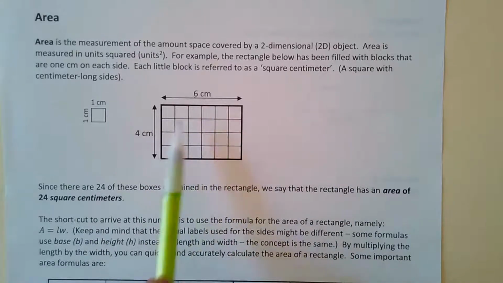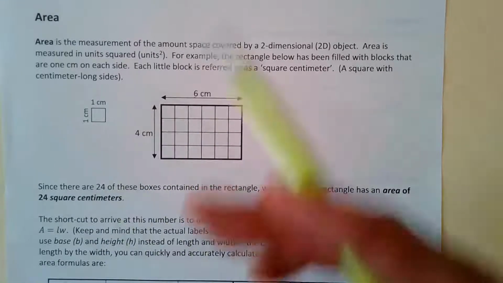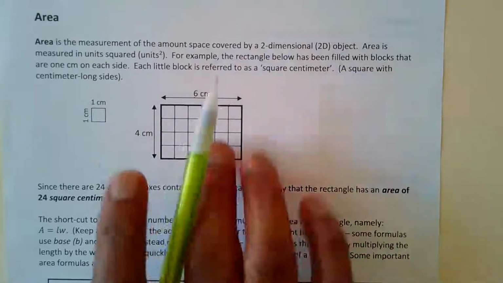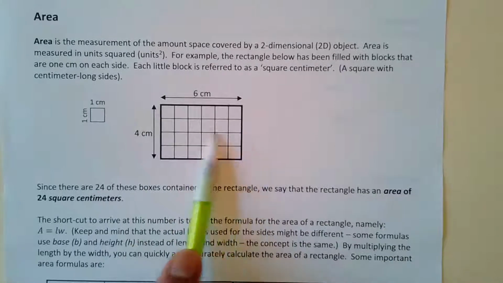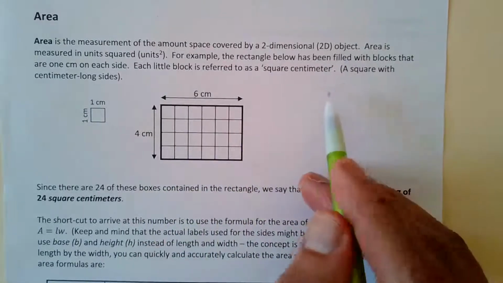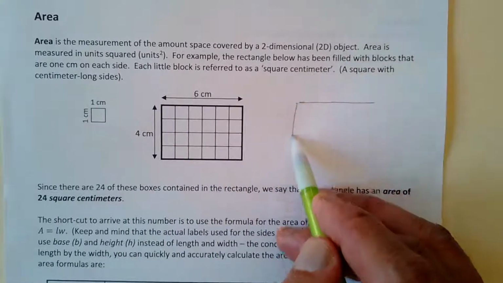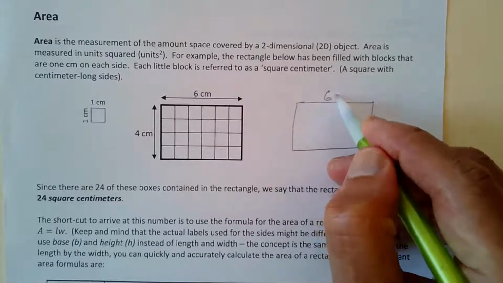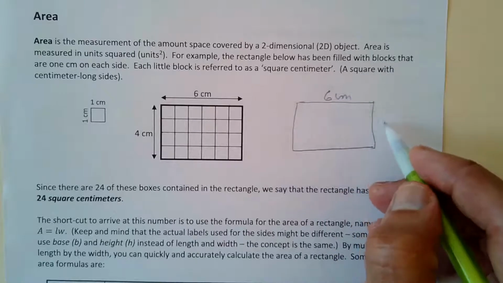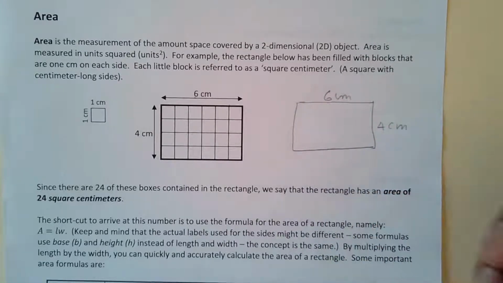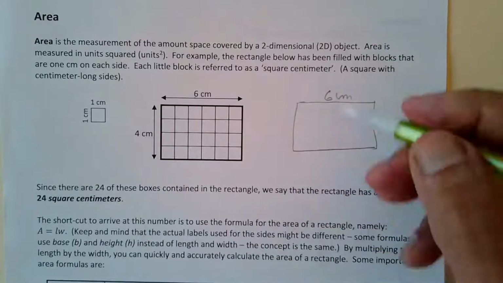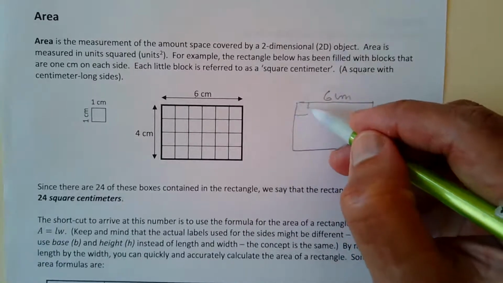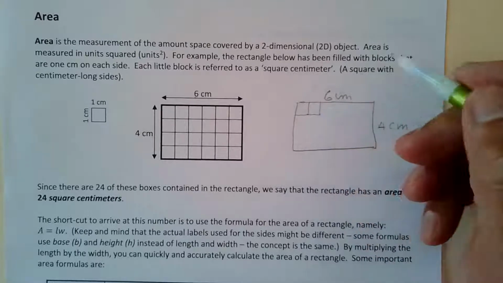So area is measured in square units because it's the number of squares. For example, if I were to remove all of these, there's no grid here, I would have gotten this in the beginning. I would have a shape like this, 6 centimeters here and 4 centimeters here. And I'm asked to find the area. We measure the area by the number of squares within it.